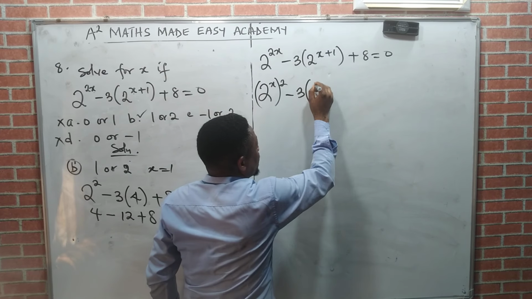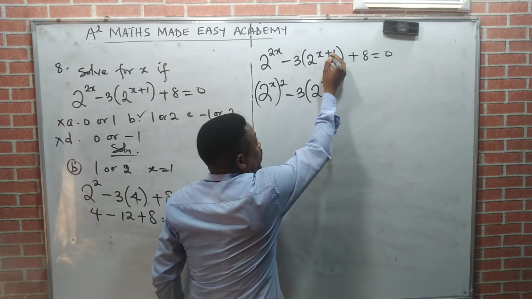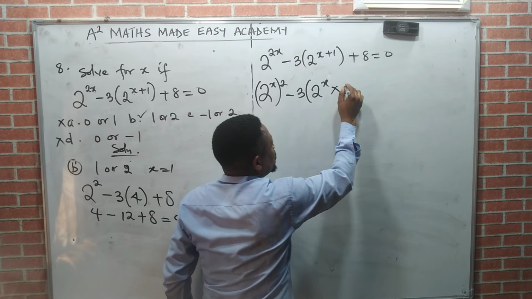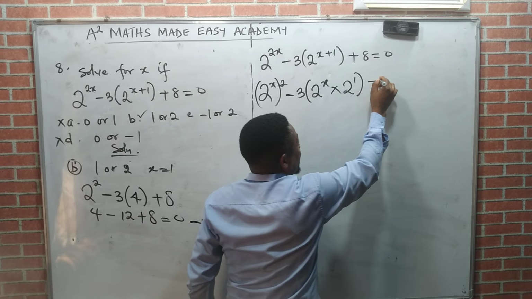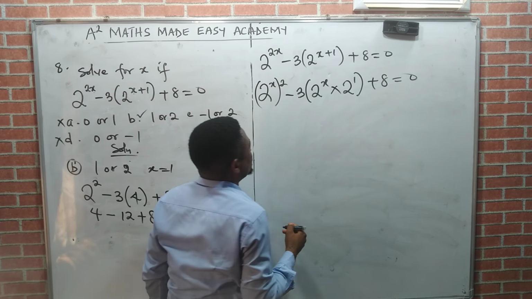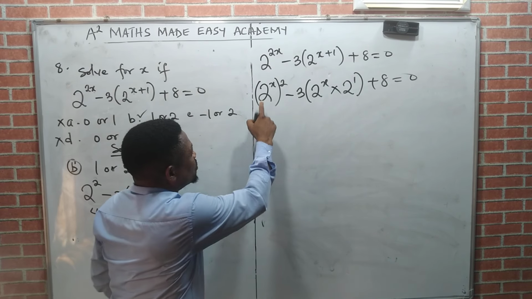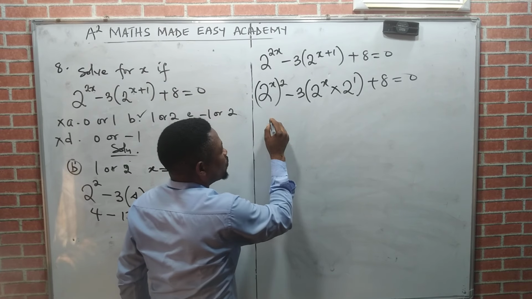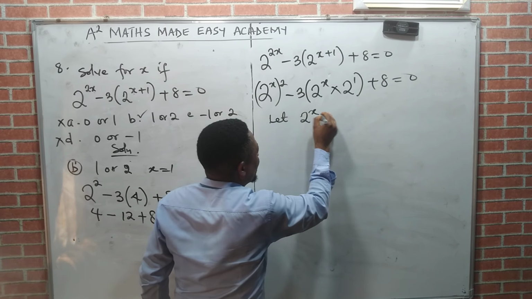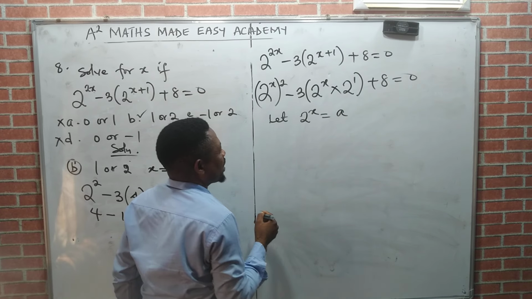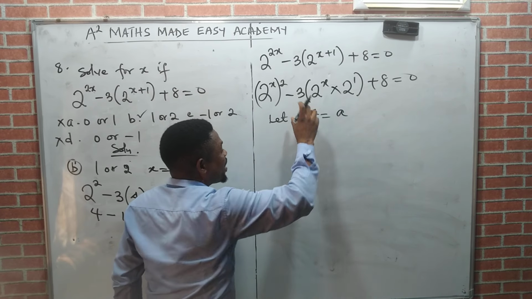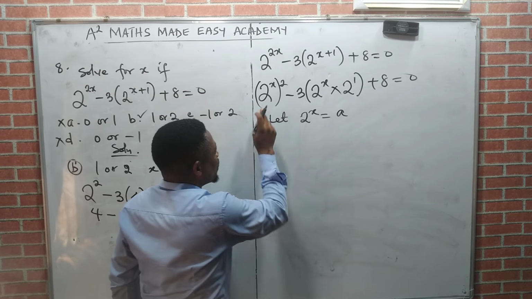High start. 2 raised to power x, right? First. Plus means what? Times. Again, 2 raised to power what? 1. Close the bracket. Then plus 8. Everything should be what? 0. Oh my goodness, the equation is balanced. 2 raised to power x, 2 raised to power x. What do we say? Let 2 raised to power x be what? A. Are you with me now? Anywhere we see 2 raised to power x, remove it and introduce what? A.